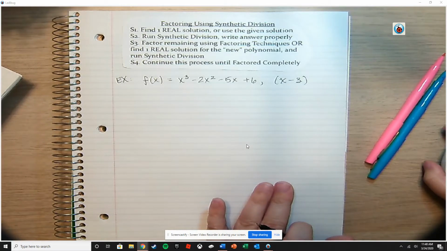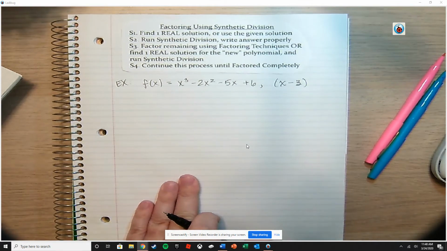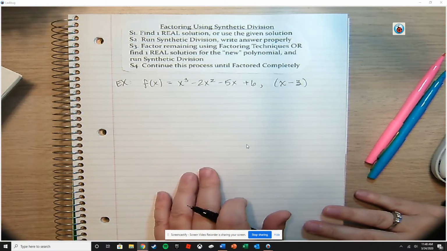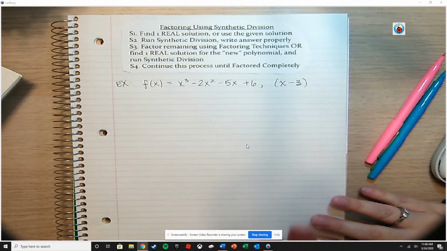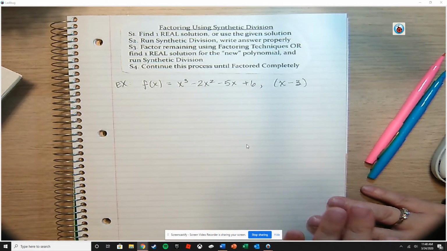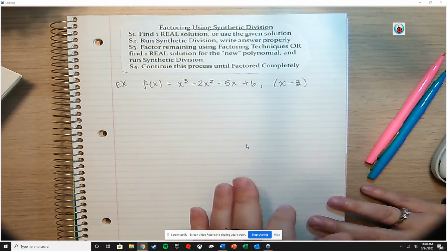All right, you guys. So we're going to look at a technique called factoring using synthetic division. Basically, this is the precursor to being able to find all the roots and zeros of a polynomial, which I'll explain further in the next video. But right now, I just want you to see how I can use synthetic division to factor a problem completely.